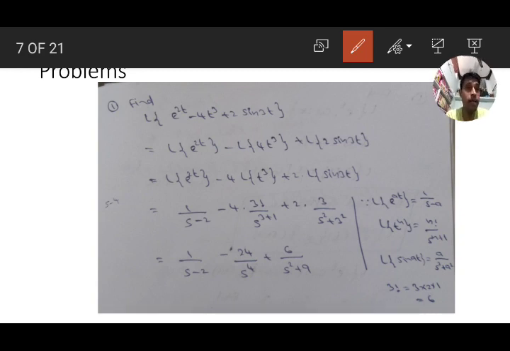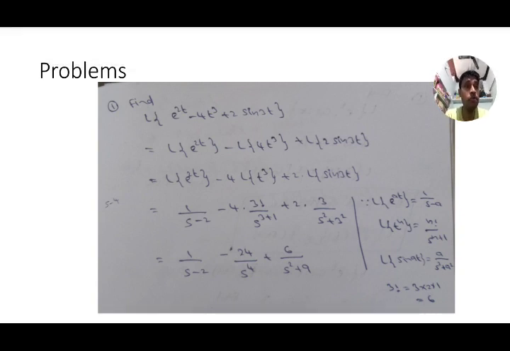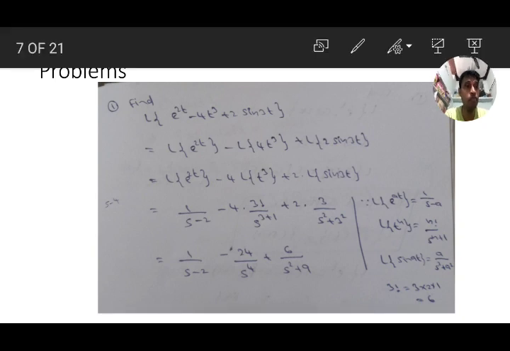I will give 1 minute. Note this problem within the 1 minute. After this, we will do the next problem. Here we are using 3 formulas and the linearity property. So write down, note down the problem.